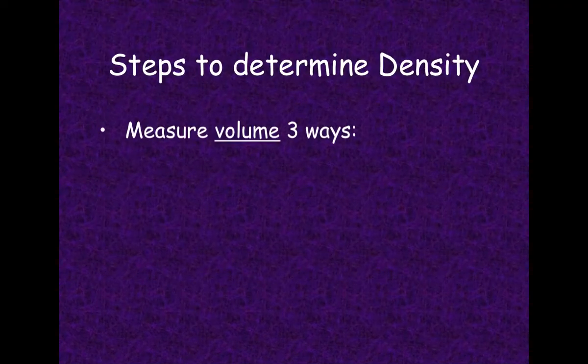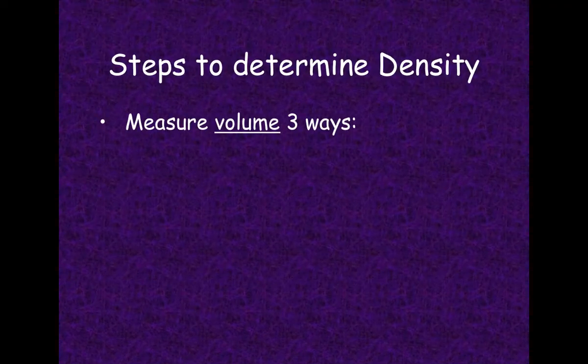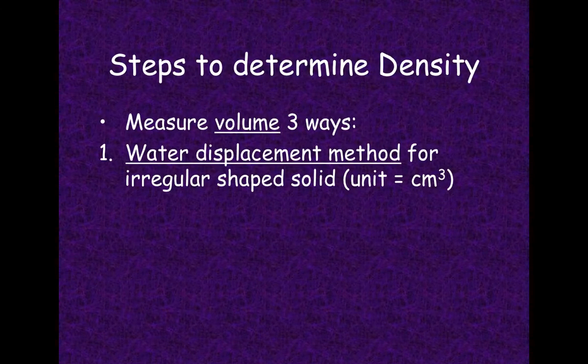Now, volume we can measure in three different ways. The first one is the water displacement method for something that is a solid and has an irregular shape. This is when we put a little bit of water in a graduated cylinder, enough to cover the object. We take that initial volume. Then we lower the object in. The water level will rise. We read the new water level with the graduated cylinder, and then we subtract the two.